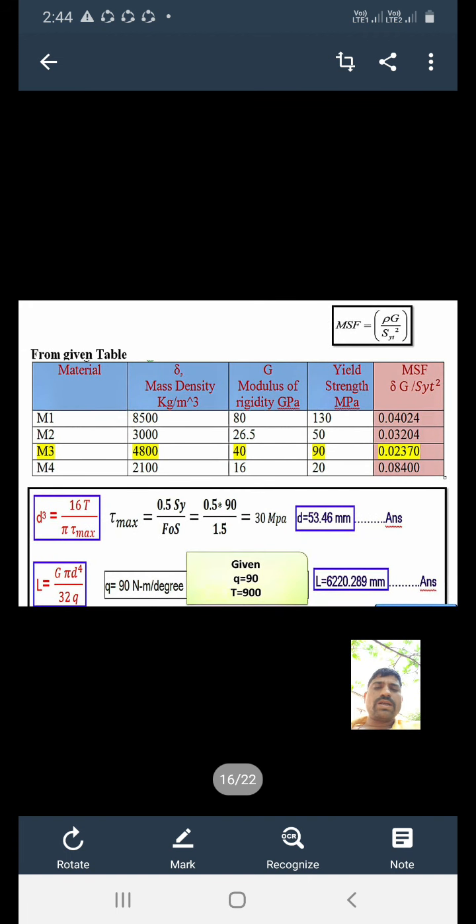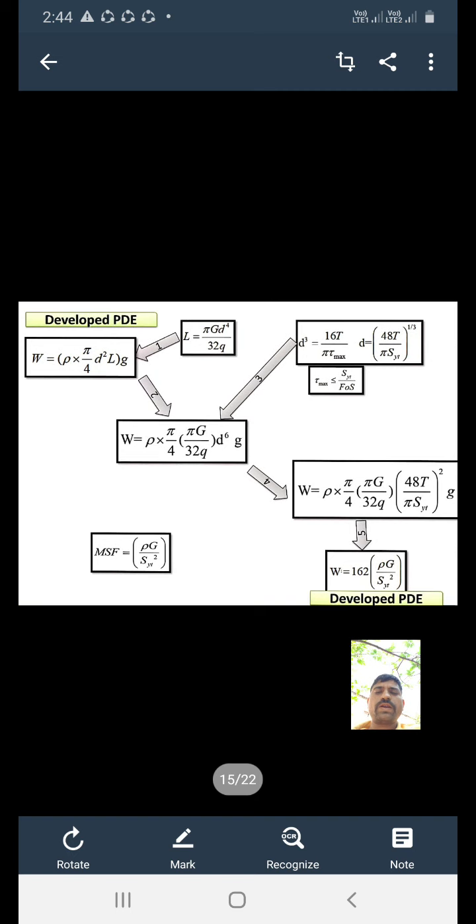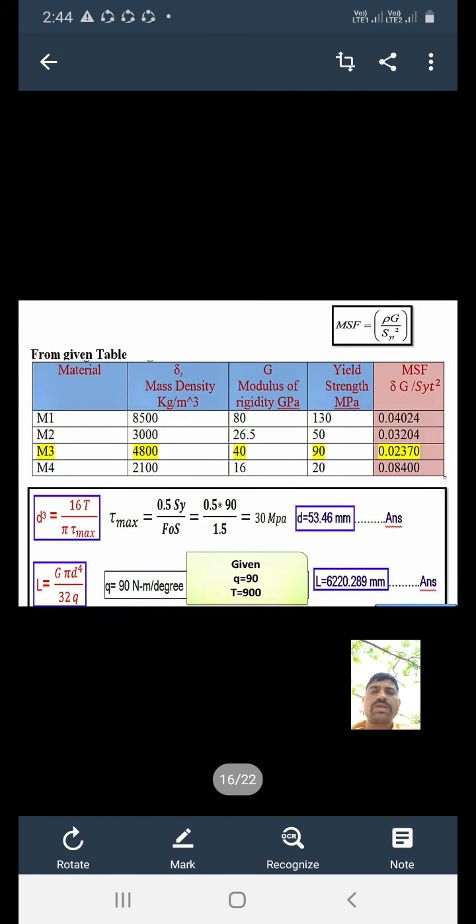Once you have found that relation, okay, between the PDE, developing the new PDE equation, then from that table we will calculate the MSF value. How to calculate? Rho into G divided by SYT square. Rho here I have written as delta, this is the rho. This delta you should replace by rho. Rho is the mass density, because it is mass upon volume. Mass is given in kg and volume is given in meter cube. Okay, change this and remember that.